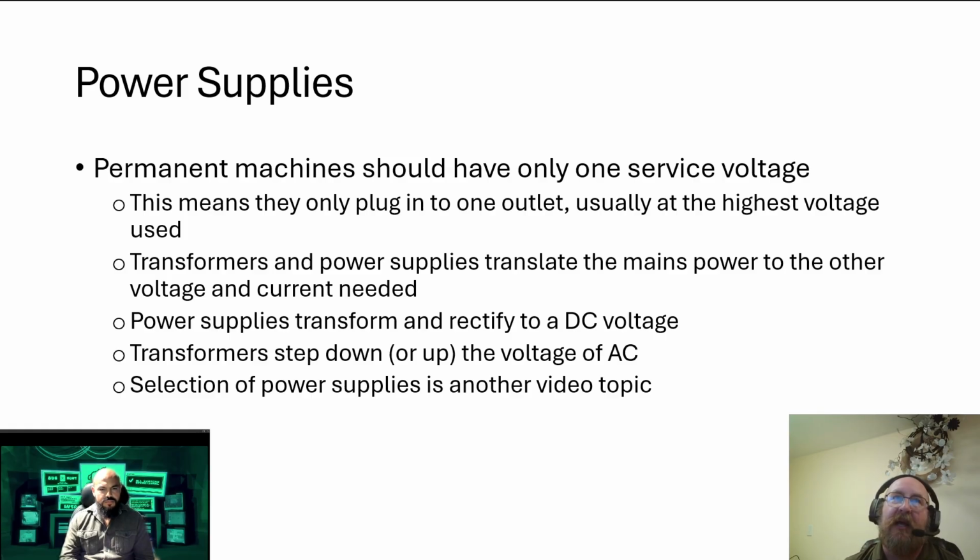Within the cabinet, we have transformers and power supplies to translate mains power to other voltages and currents used within. Power supplies transform and rectify to a DC voltage, similar to something typical we use every day, like a laptop power adapter, or the little wall warts that you use to charge your cell phones. Those are cheaper than the power supplies we use in industry, but that's what you'll have inside your cabinet: taking that AC and turning it into a DC of a specific voltage.